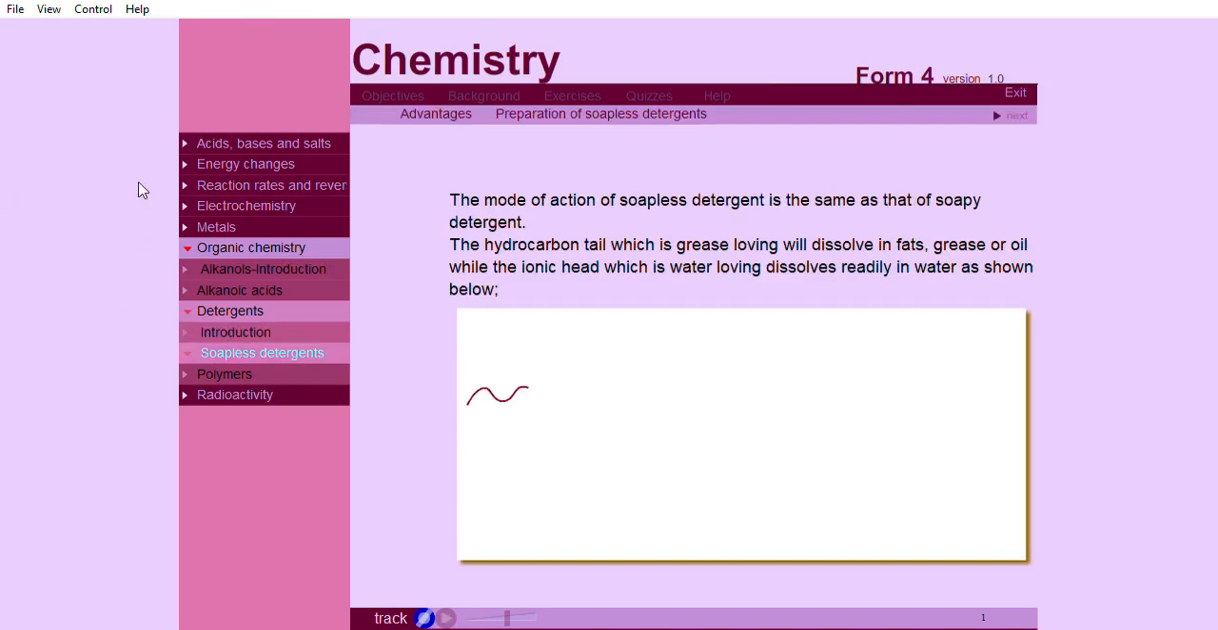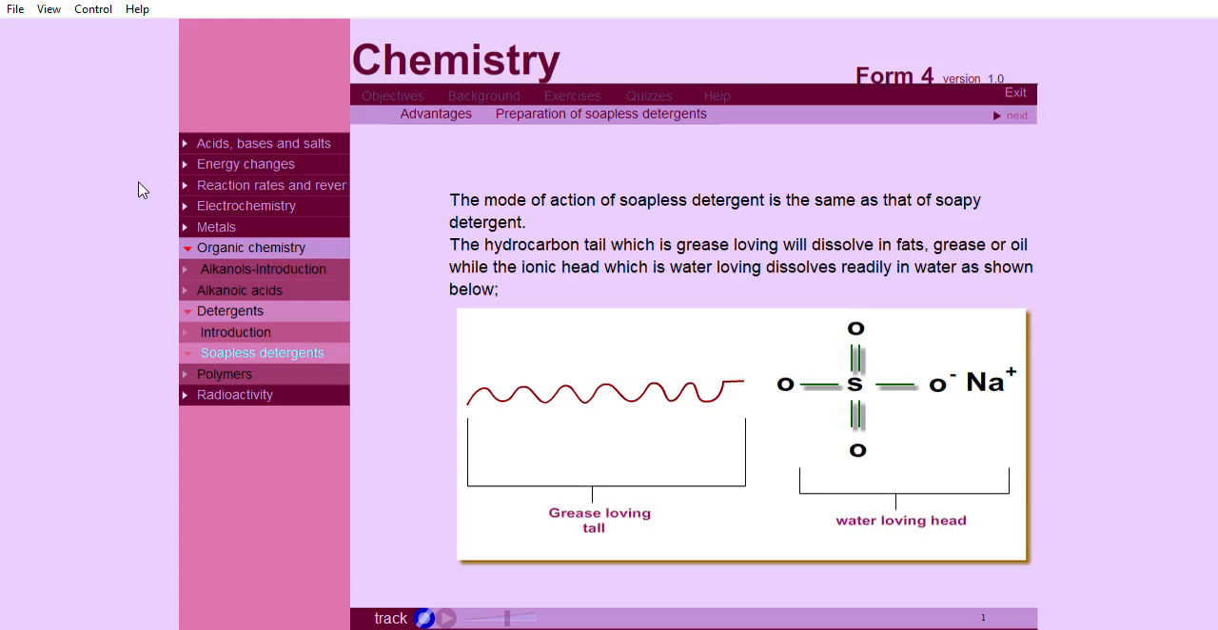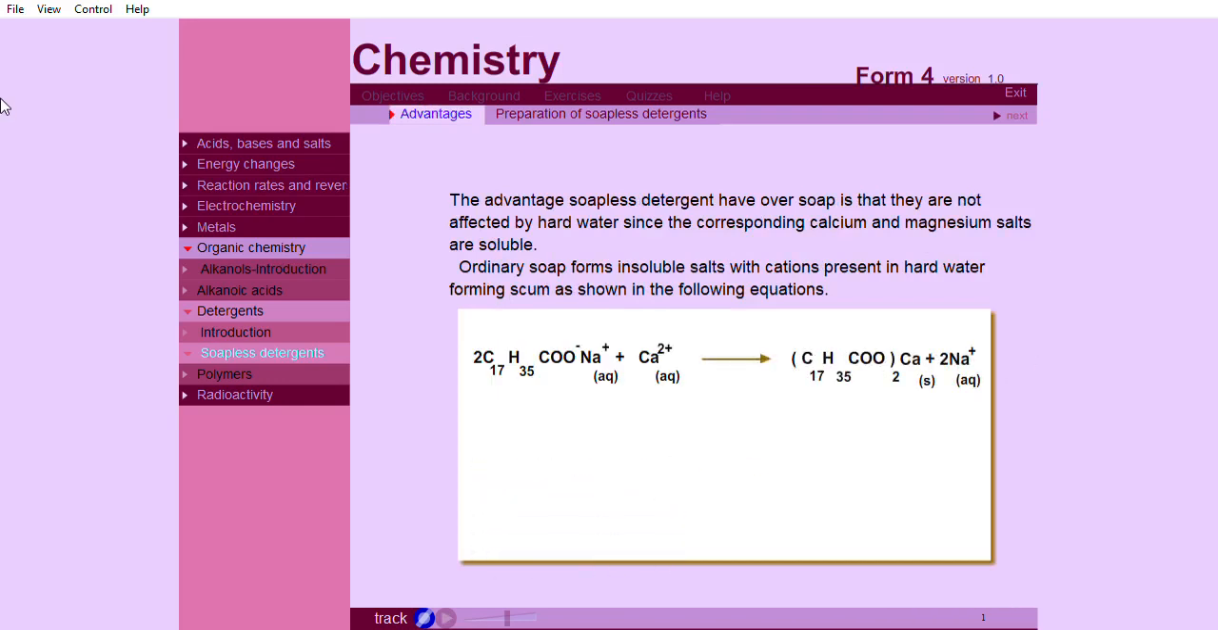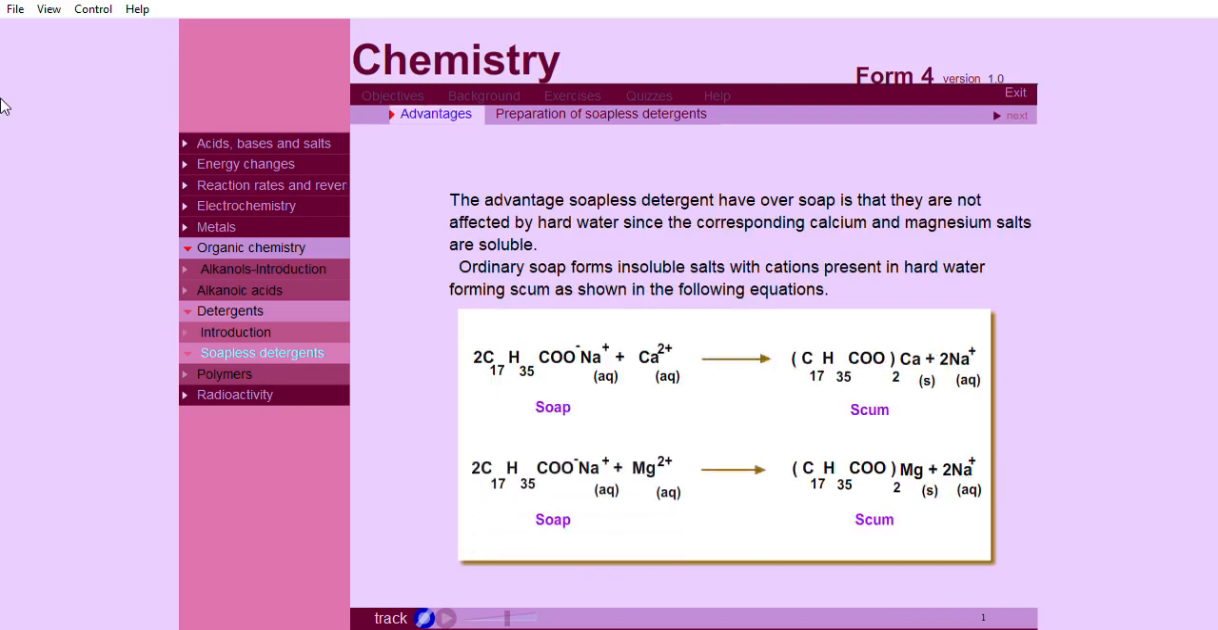The mode of action of soapless detergent is the same as that of soapy detergent. The hydrocarbon tail, which is grease-loving, will dissolve in fats, grease or oil, while the ionic head, which is water-loving, dissolves readily in water. The advantage soapless detergents have over soap is that they are not affected by hard water since the corresponding calcium and magnesium salts are soluble. Ordinary soap forms insoluble salts with cations present in hard water, forming scum as shown in the following equations.